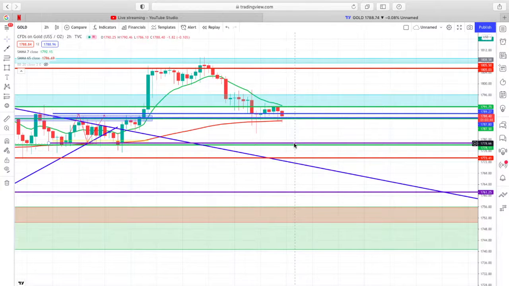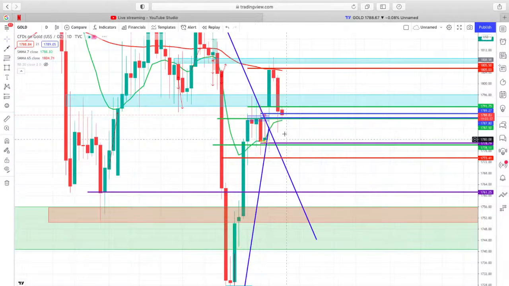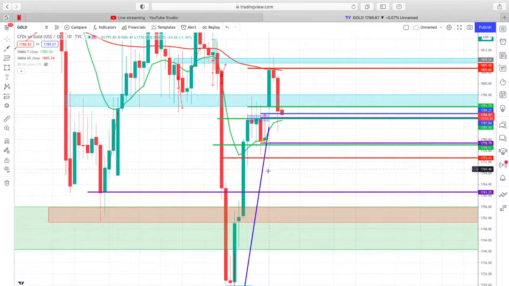Alright, so let's pull it back out to the daily chart. I want to talk about this bear flag that I'm seeing pop up on the chart and what it means for me. Well, let me delete this blue line.